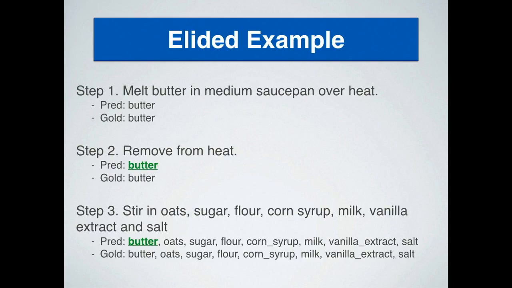Just looking at examples here: "melt butter in a medium saucepan over heat" in the first step. Most models should be able to predict that the butter is being changed. In the second step, "remove from heat," there's an elided argument, but we're able to predict that anyway. And in the third step, "stir in oats, sugar, flour," all these fun things, we still understand that the butter is still there and needs to be combined with these things.